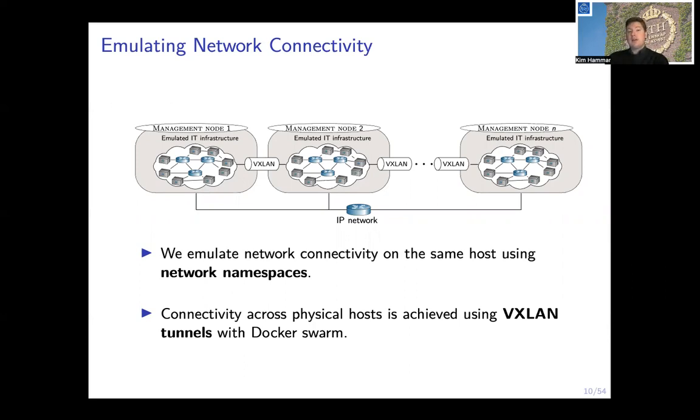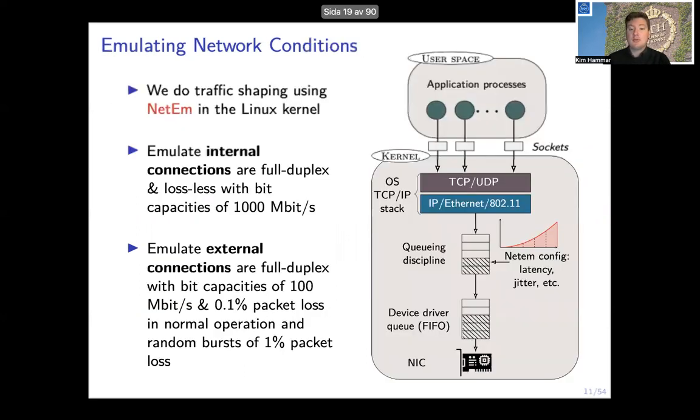Furthermore, when we create this overlay, we also want to make sure that this network, the emulated network, should resemble the real network that we're trying to emulate as much as possible. And we achieve that using the netem module in the kernel, which allows us to configure things like bitrate, packet loss, delay, jitter, and so on. So we can then use our knowledge about the real network and configure this emulated network accordingly.